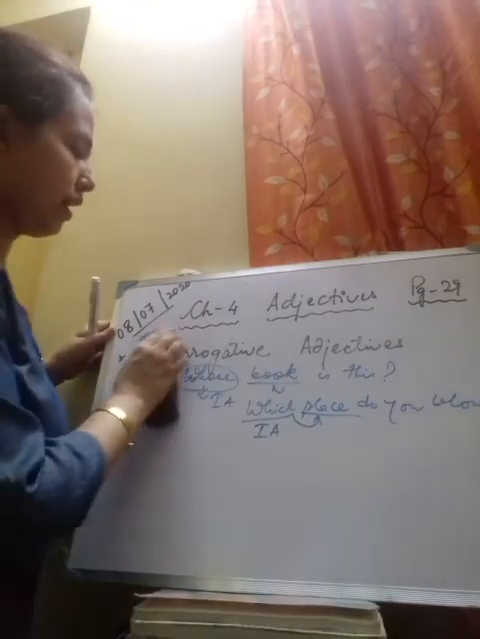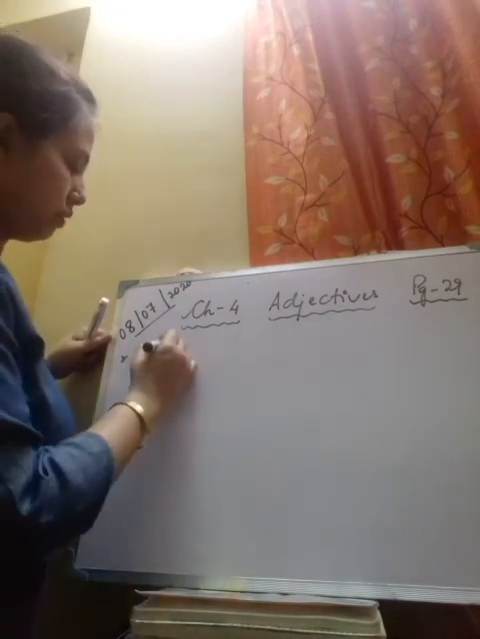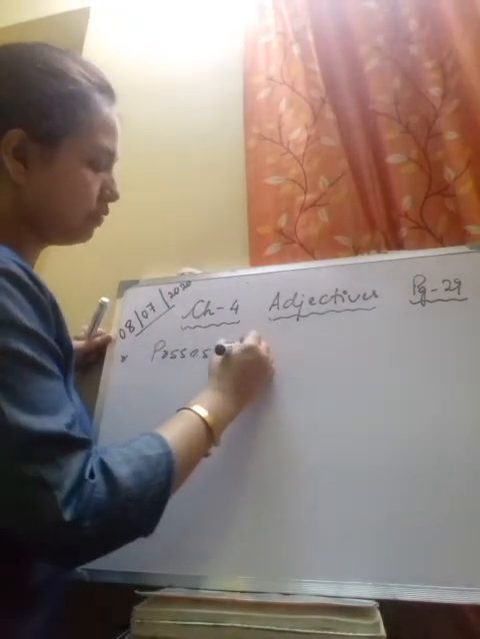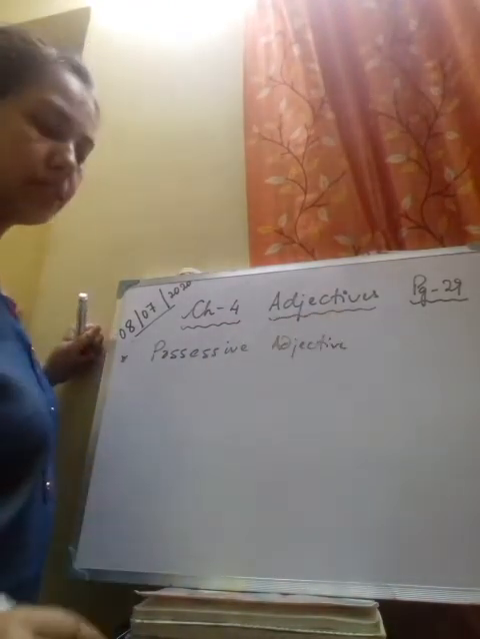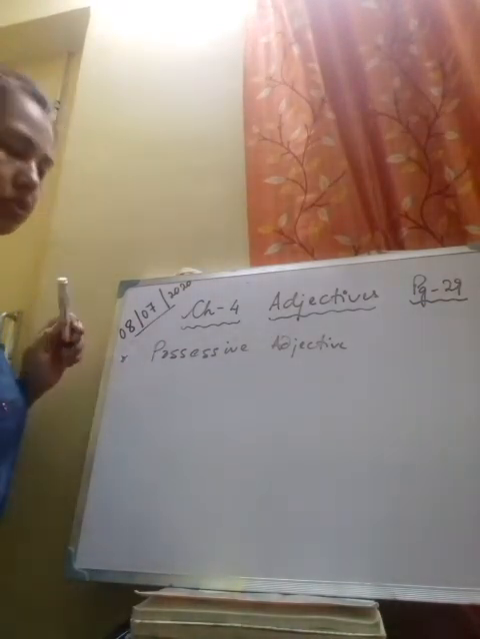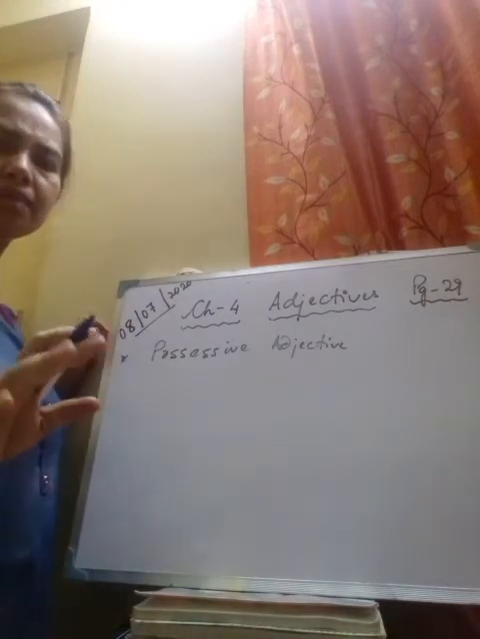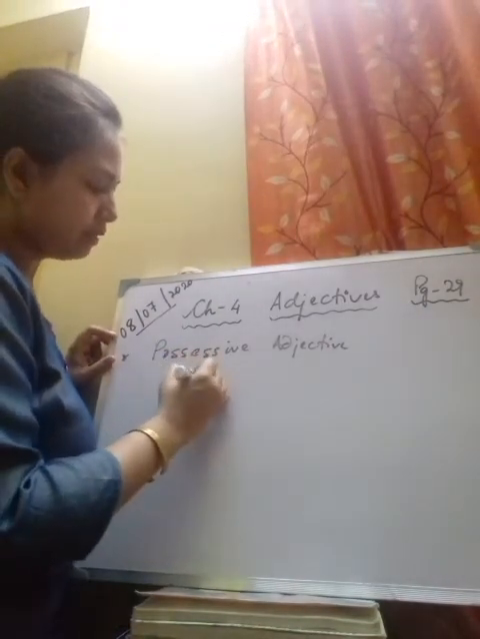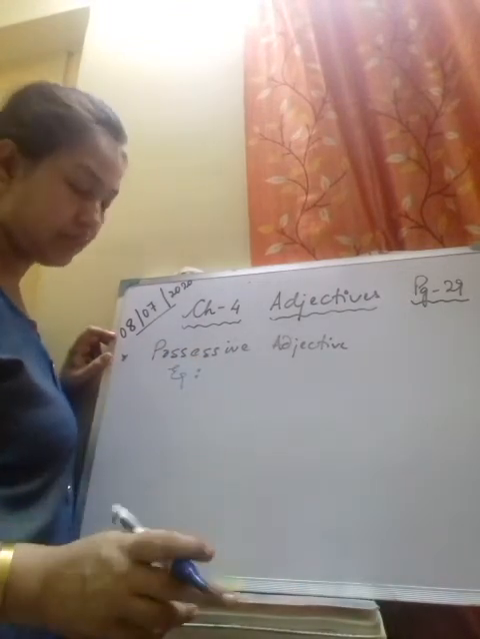The next that we have is possessive adjective. What is a possessive adjective? A possessive adjective is that word which talks about possession. Words that indicate some kind of belonging or possession. For example, here again we follow the same rule: the noun is to be immediately followed by the word of possession.